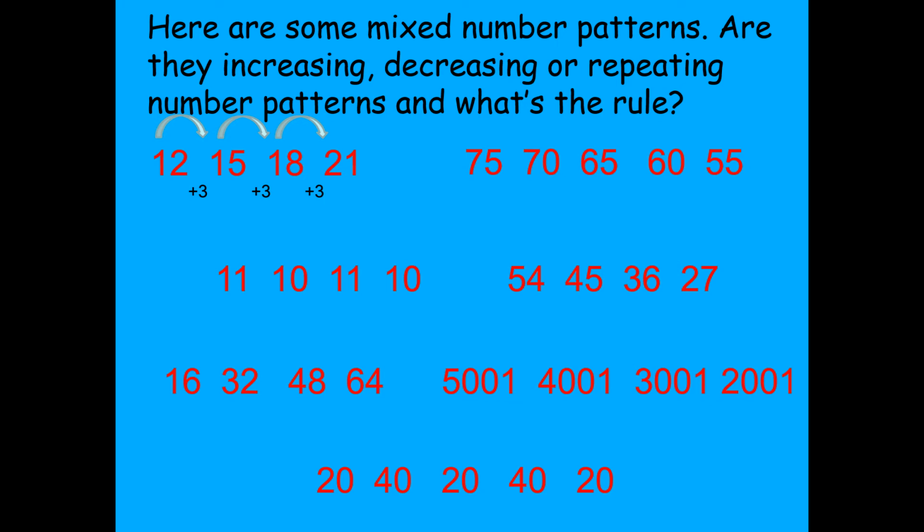Now, we're starting with bigger numbers and we're going down from 75 to 70, 65, 60, and 55. How many are we getting smaller by each time, or how many are we decreasing by? That's right, it has the rule of -5.